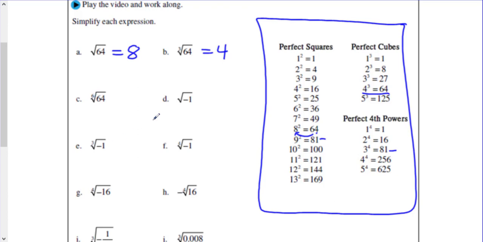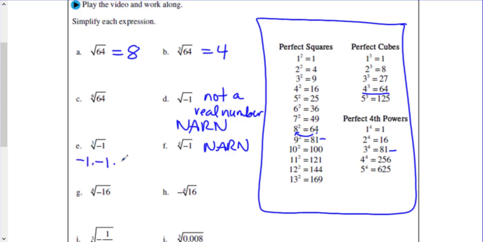I'm not going to do all of these because we're not doing higher roots in our homework. But if you have the square root of -1, we can't do that, so that's not a real number. Sometimes you'll hear me say "narn." That's not a real number. Anytime you try to take an even root of a negative number, that's going to be not a real number. So even though that's a fourth root, it's a negative underneath there. Even roots can't be taken. But now I could do the cube root of -1 because -1 times -1 times -1 equals -1. So this would be equal to -1.